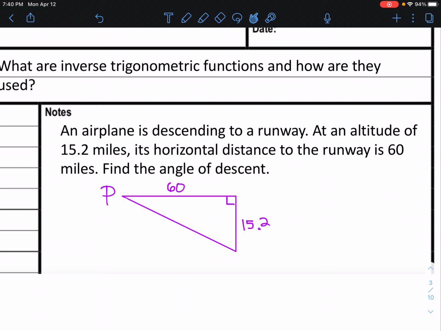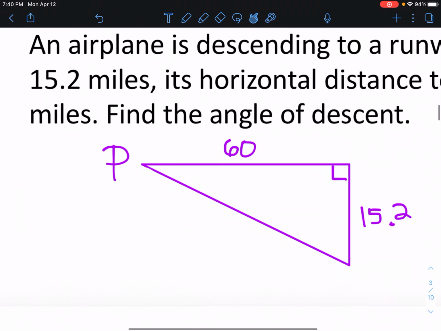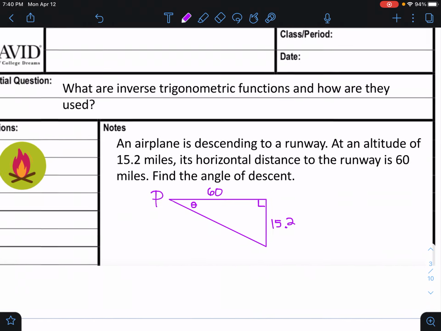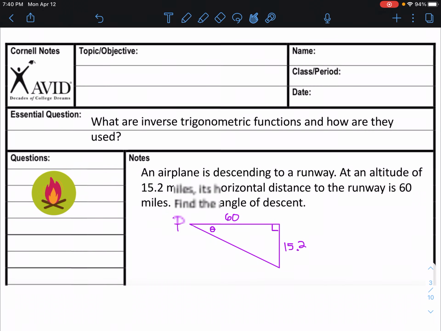Okay, so what we're trying to find is, so that this pilot lands safely, we need to know what that angle is really exactly. Okay, so how do we find that? Well, that's what we're going to learn today.